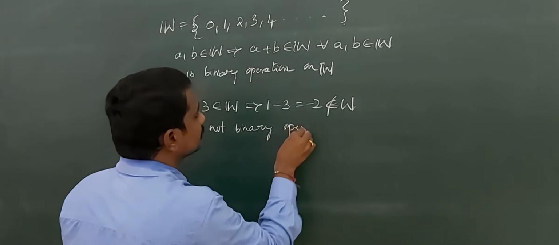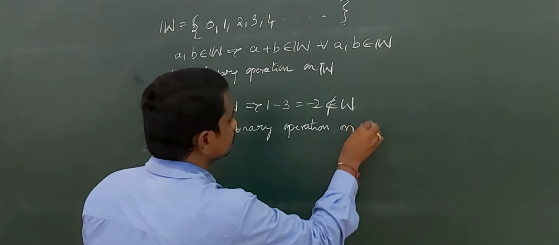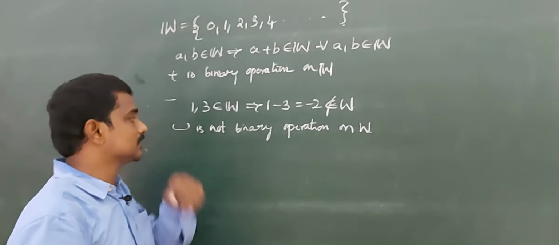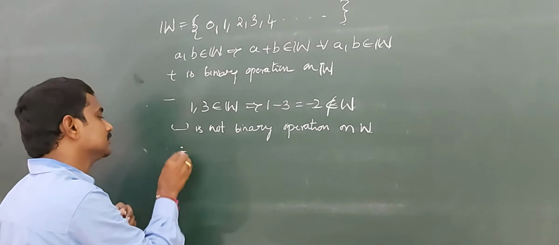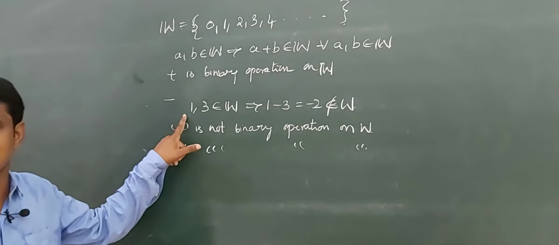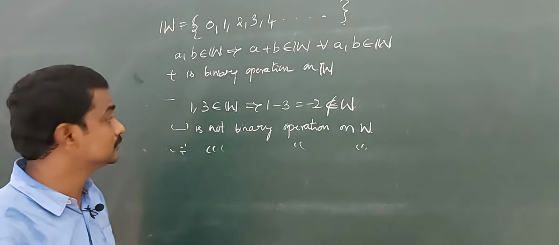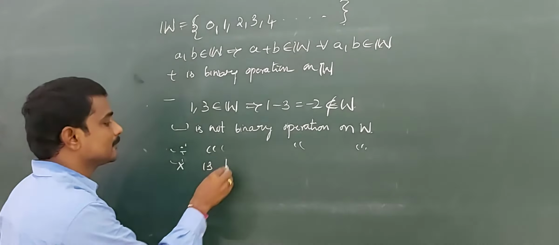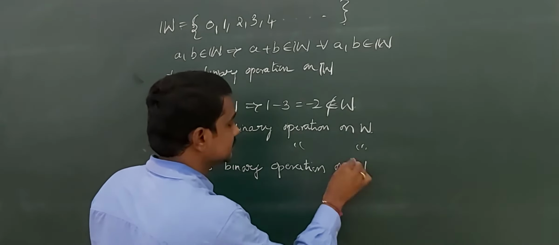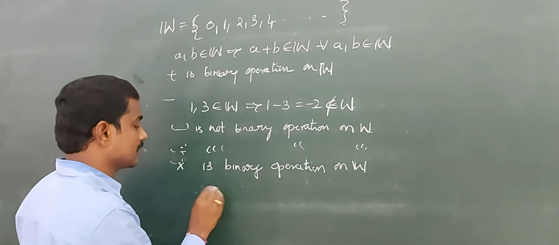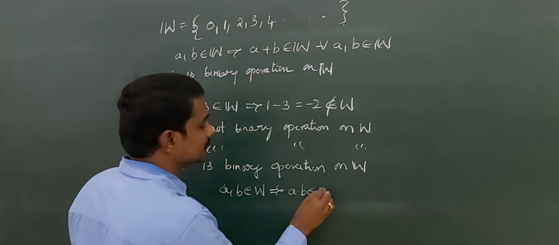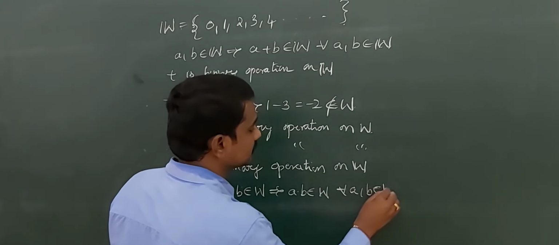Next, division is also not a binary operation on W. For any two elements in W, a by b does not belong to W. So division is not a binary operation on W. Next, product is a binary operation on W. For any two elements a, b belonging to W, a into b belongs to W. So product is a binary operation on W, that is, for all a, b belonging to W, a into b belongs to W.